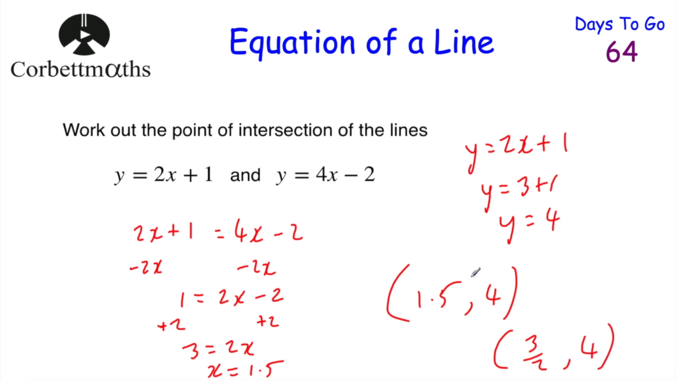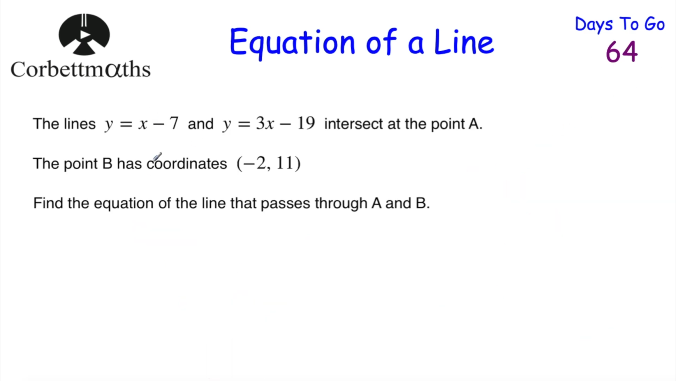So the coordinates of the point of intersection of those two lines would be (1.5, 4), or (3 over 2, 4), and that's it. And what we did was, because it was y equals and y equals, we just put them equal to each other, solved the equation, and then worked out the value for y. Okay, let's have a look at our last question.